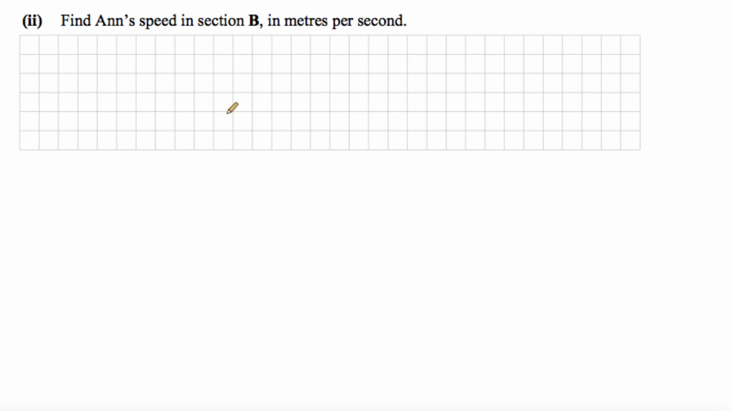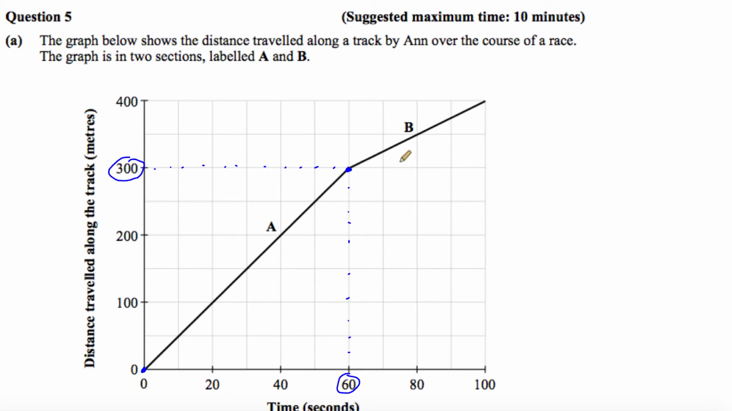Part 2 says find Anne's speed in section B in metres per second. So let's have a look at section B. It starts from here and ends up here. Okay, so in section B, her distance, she goes from 300 metres up to 400 metres, so that's a distance of 100 metres. And she does that distance from 60 to 100 seconds, so that takes 40 seconds.